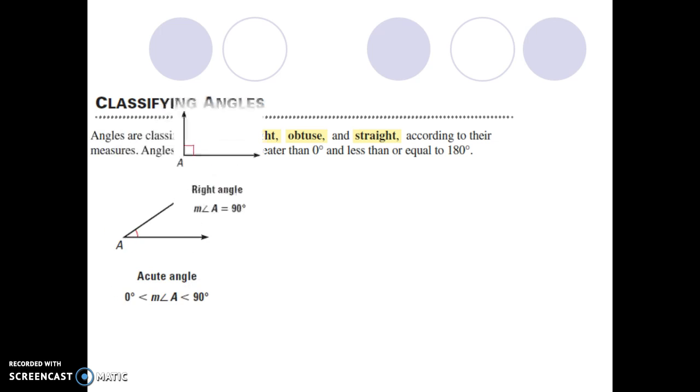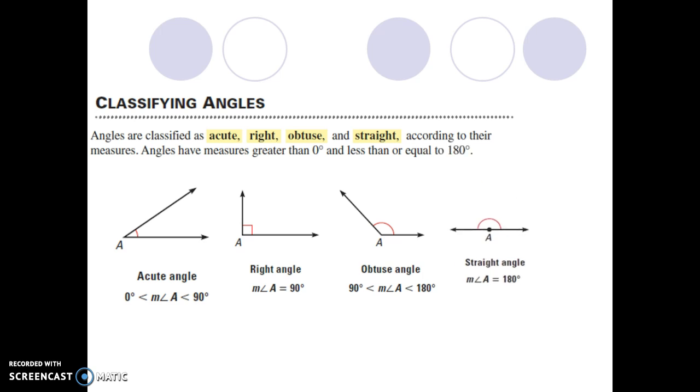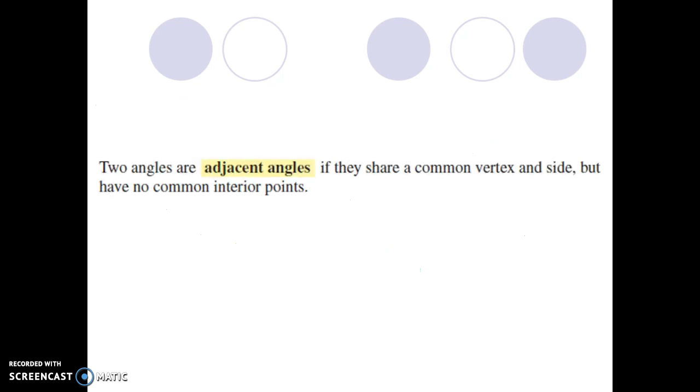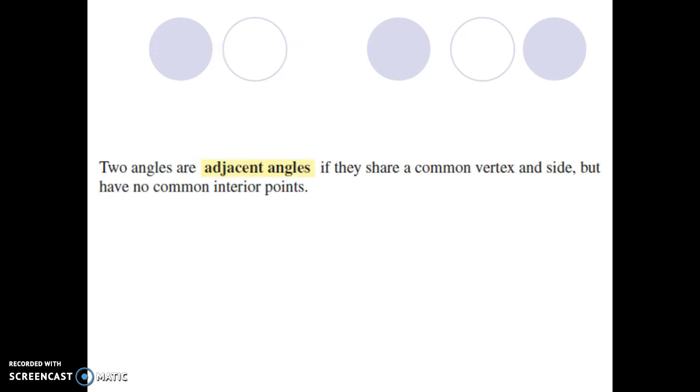Classifying angles, I'm sure most of this you have seen before. Acute being less than 90, right being equal to 90, obtuse being greater than 90, and straight being exactly 180 degrees. When we talk about adjacent angles, think about what the word adjacent means in real life. For instance, you may say my classroom is adjacent to Mrs. Beaton's classroom because we share that wall. So adjacent angles are angles that share a ray. What's important is that they don't overlap either.